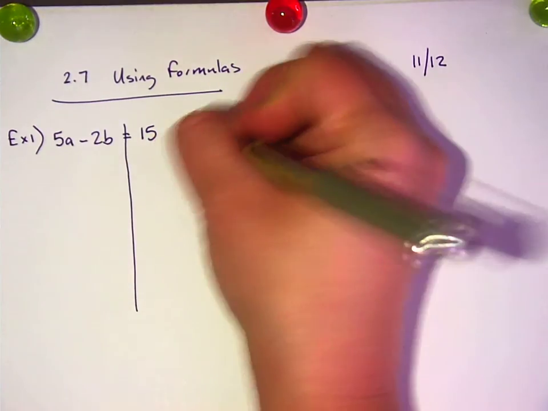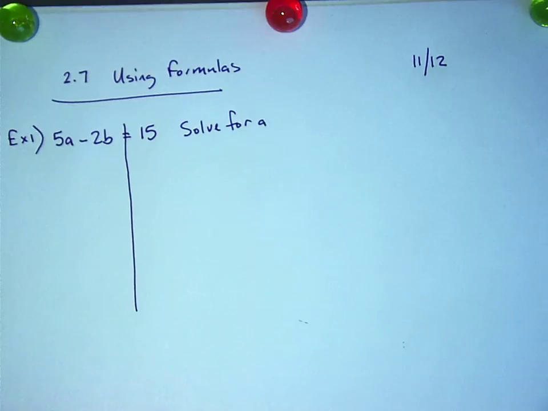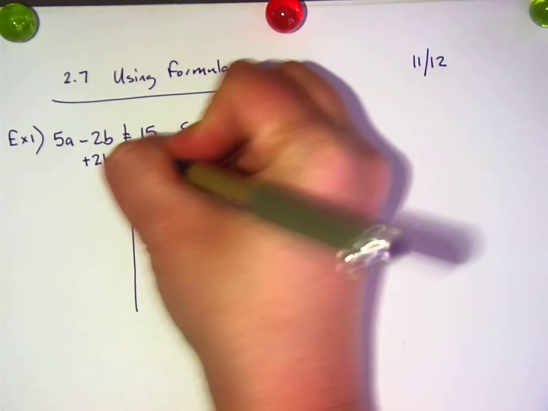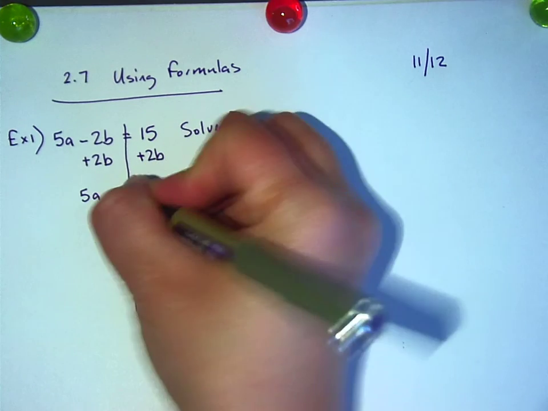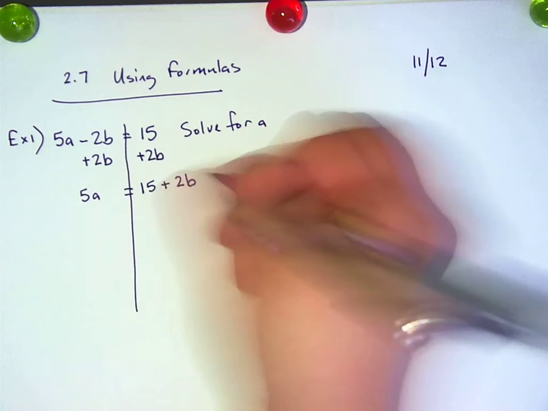So this problem says solve for a. So we're going to do just what we did before, only we're going to get a by itself, and our answer will be a formula instead of a number. What do you guys think is the first thing we can do to get a by itself? Sawyer? Plus 2b on each side. Right, plus 2b, and we're adding both of them. It's almost like it's a number now. So now I've got 5a equals 15 plus 2b.